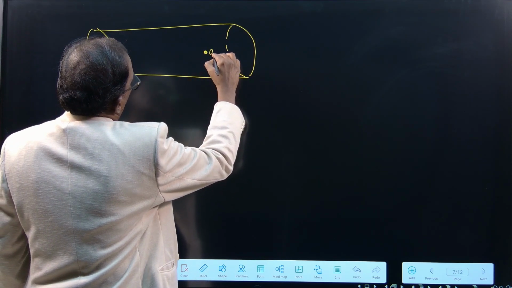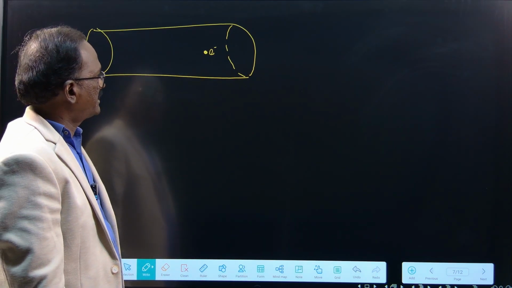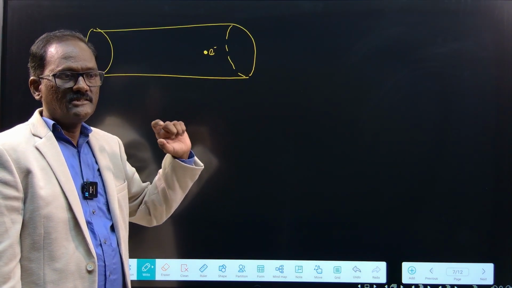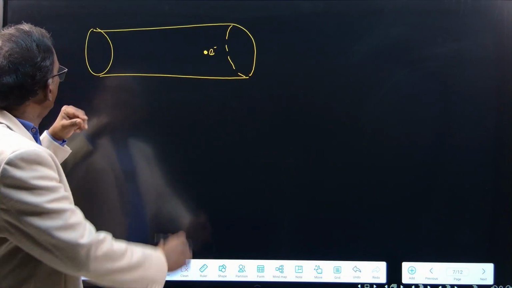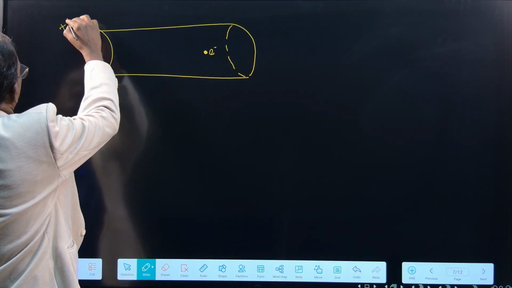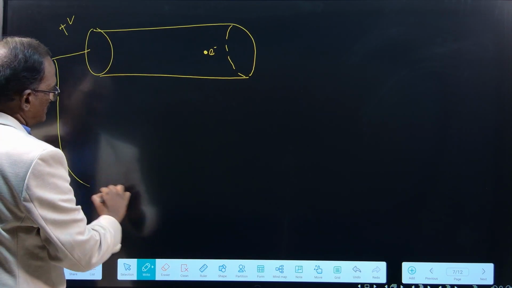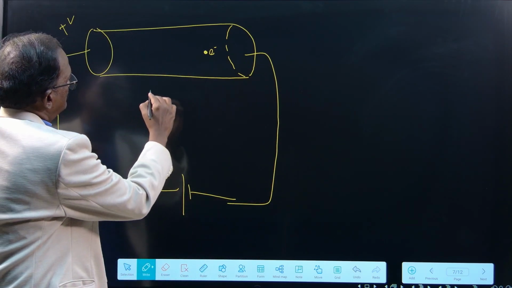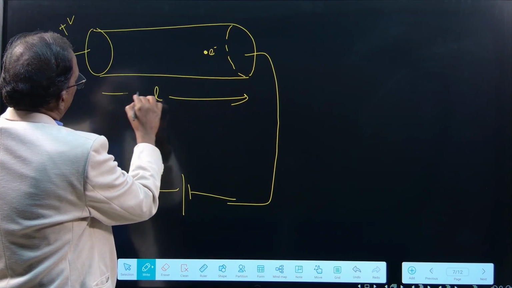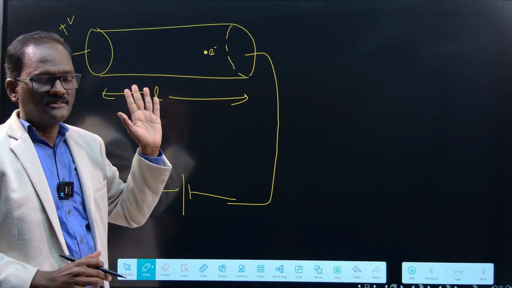I am taking only one electron. Only one free electron I have taken, right? So thermal energy makes it move in random directions. The E field pulls it towards this end, the positive end, the V voltage end. Yes, it is moving in a zigzag fashion, right?